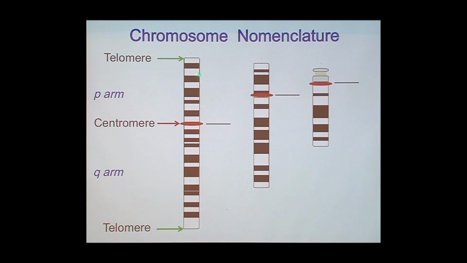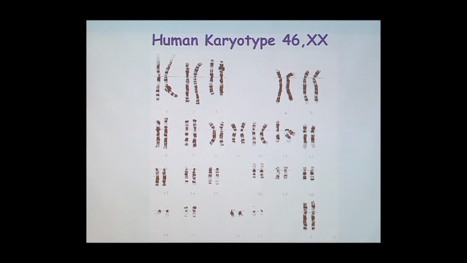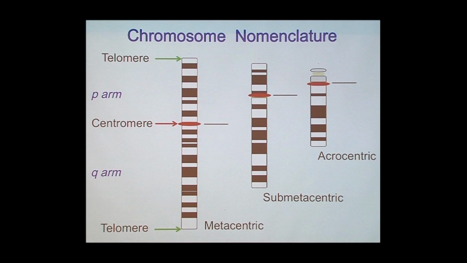And this arm, the top arm, is called the P arm for petite, and the bottom arm is the Q arm. And just to show you, these are the P arms up here, and these are the Q arms, the longer arms. And there are other ways of classifying the specific chromosomes according to size and according to where the centromeres are located, and that helps geneticists to identify one chromosome versus the other.